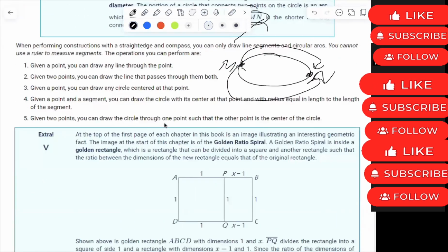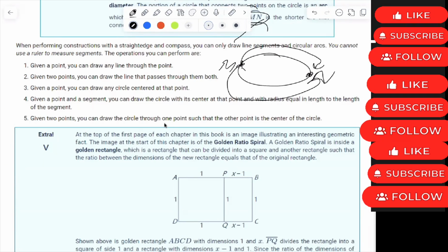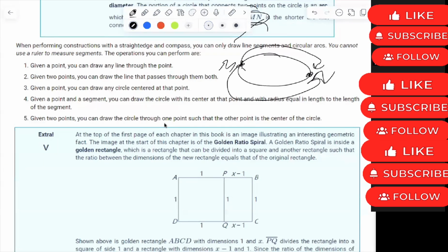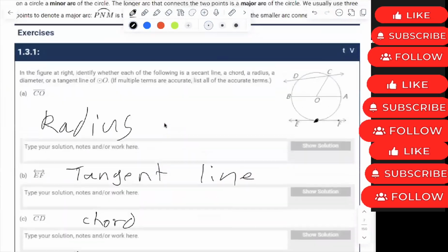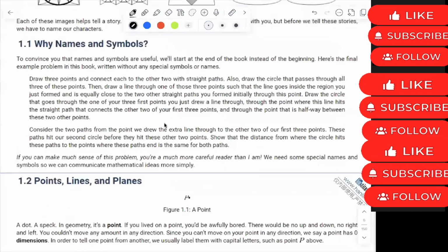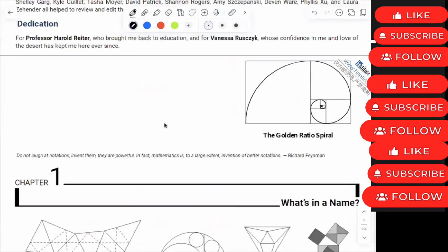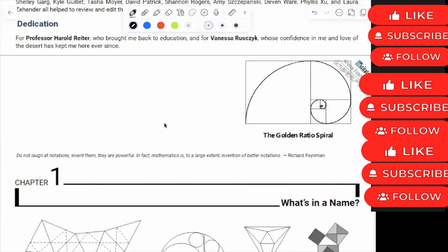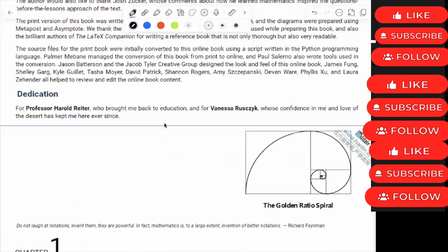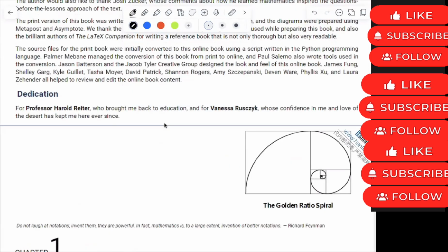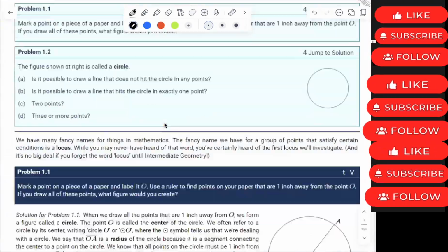And then we have an extra. On top of the first page we have an image illustrating an interesting geometric fact. In the image is the golden ratio spiral. You can clearly see over here. It's a very cool spiral, a very important spiral that's been seen in nature a lot of times, right? It's something to do with the Fibonacci sequence, right?